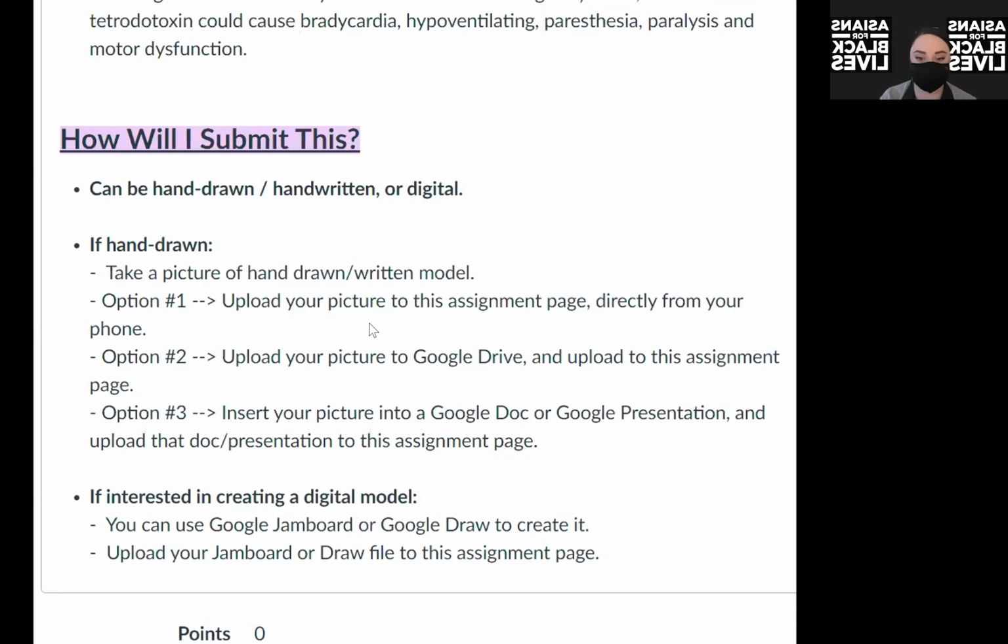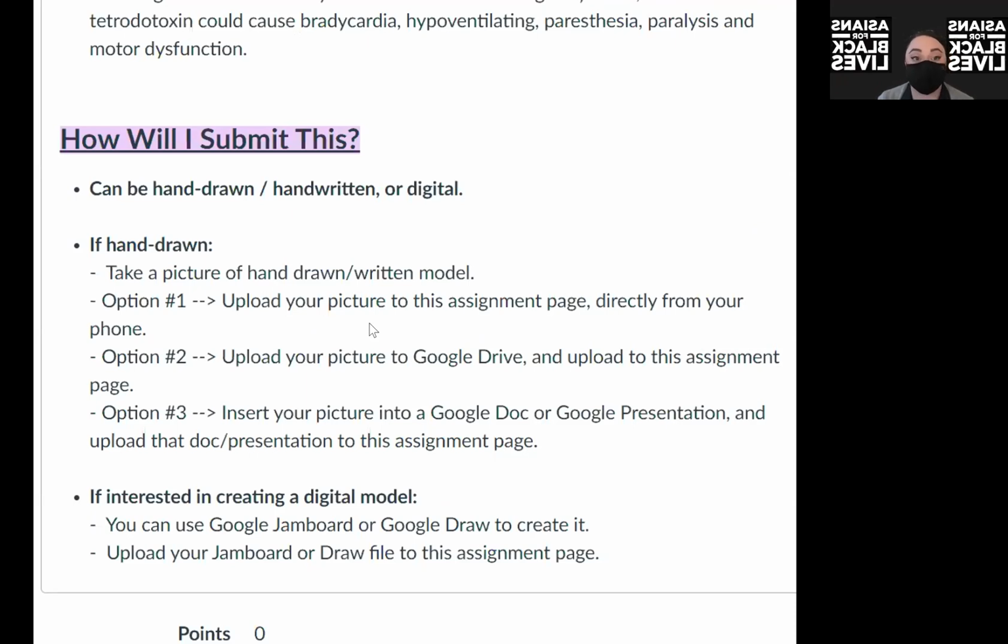Okay. Option two is that you hand draw your model, take pictures of it, upload it to Google Drive, and then when you come to upload it here from this assignment, you're going to click on the file upload, go into Google Drive, and search and find your pictures. Option three, again, hand draw your model, take pictures, and you can insert those pictures into one Google Doc or presentation, and then just upload and submit that one doc or presentation.